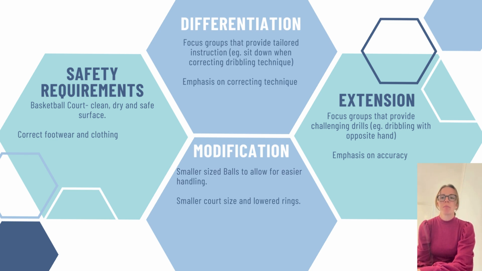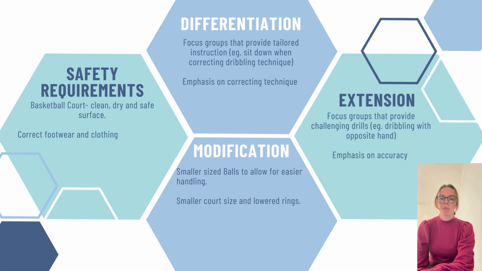So focus groups that provide tailored instructions, for example, modifying an activity and having students sit down when they're learning their dribbling skills could be an example. So there's an emphasis on correcting technique before progressing forward. Safety requirements, so the basketball court needs to be clean, dry and a safe surface, and the correct footwear and clothing needs to be worn.